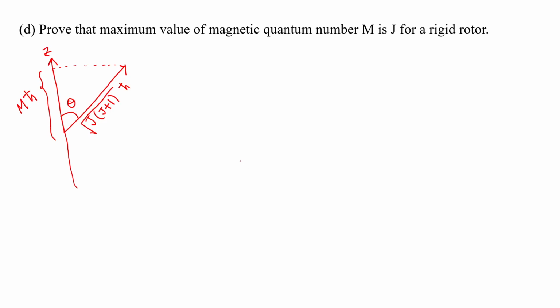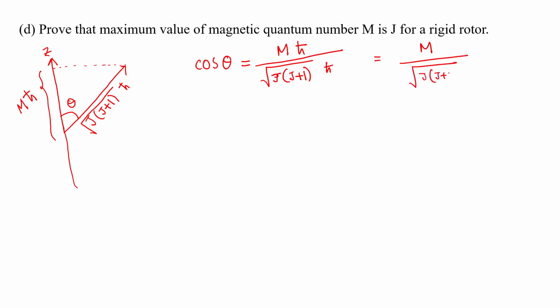So what is this? My cos theta is base by hypotenuse, m h cross divided by root of j into j plus 1 times h cross, which is m by root over j into j plus 1. Now, what is the maximum value of cos theta? That is plus minus 1. Plus minus 1. Means the maximum value here is 1.